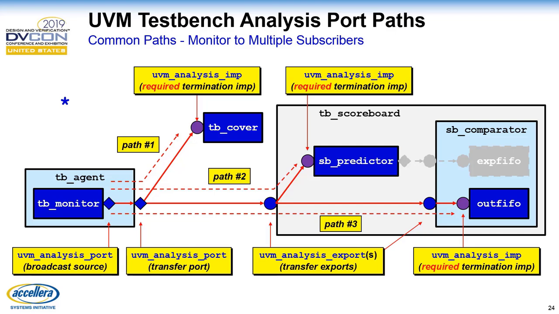The TLM analysis FIFOs are really nice because they help to terminate those analysis paths. So that's the third termination point. In this example, we had one broadcast port and 3 termination implementations, or subscribers.